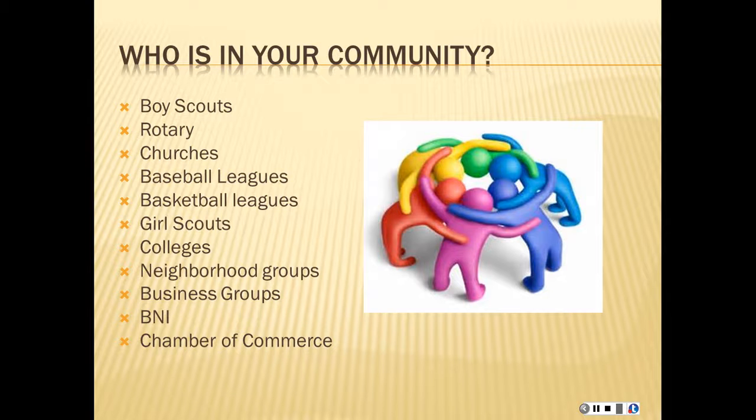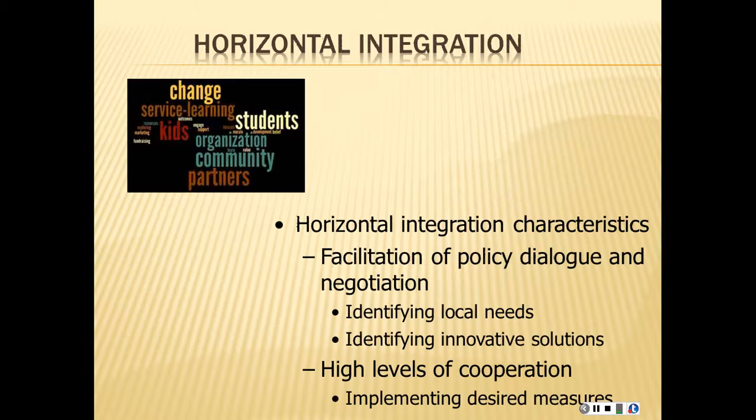And neighborhood groups. Here in my town, we have a river that floods quite regularly, and so there is a Farm River Homeowners Group. Maybe there's business groups, Business Networking International, maybe meeting in your town, or the Chamber of Commerce. So just think about it. Who's in your community? Who would you turn to and look within your community? And now we're talking about horizontally.